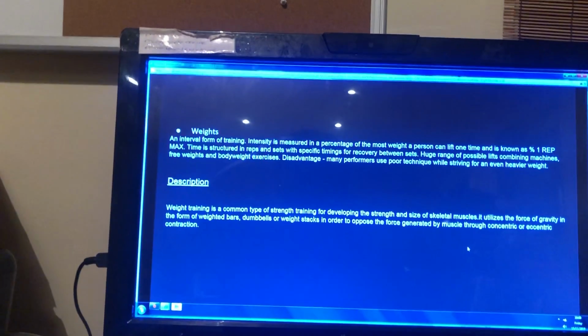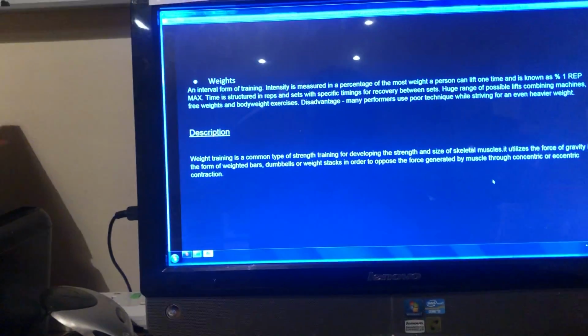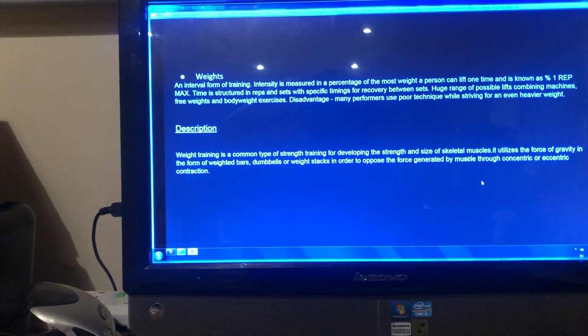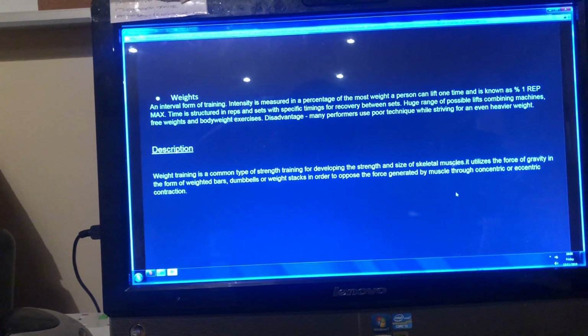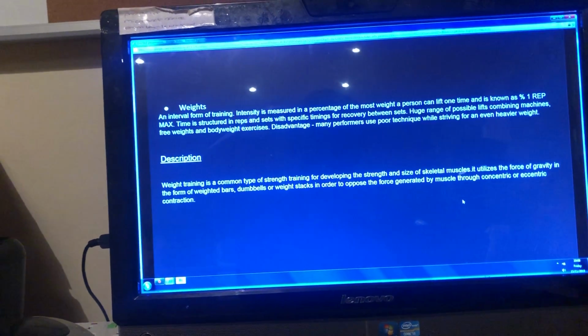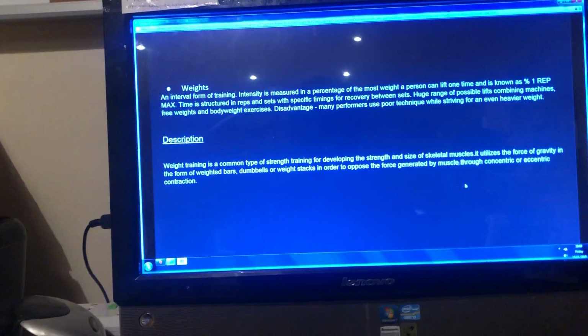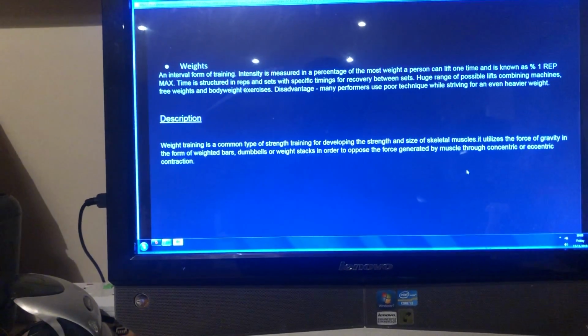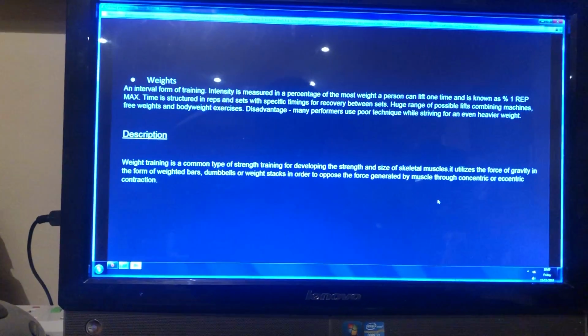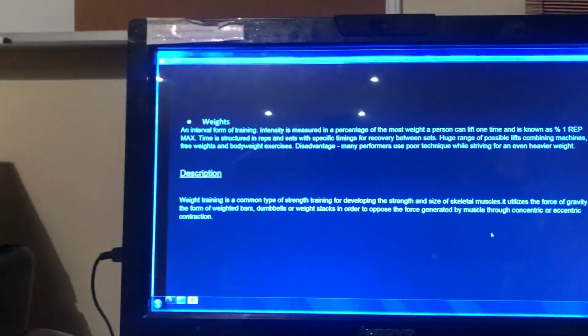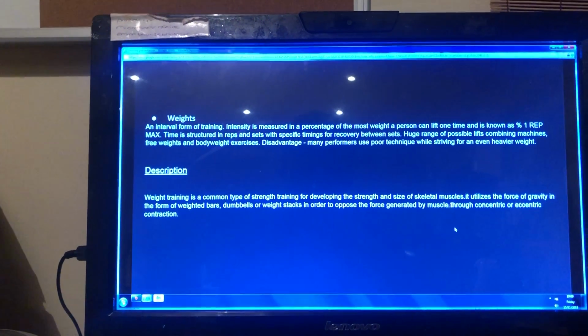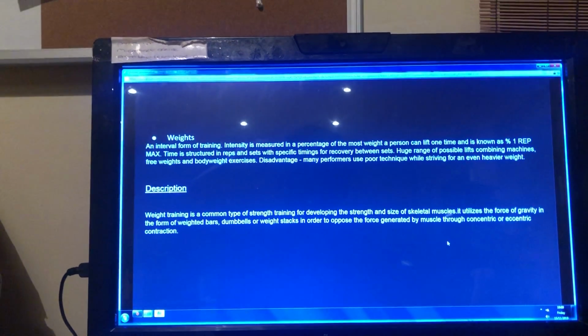Weight training, an interval form of training. Intensity is measured in a percentage of the weight a person can lift one time and is known as % 1 rep max. Time is structured in reps and sets with specific timings for recovery between sets. Huge range of possible lifts combining machines, free weights and body weight exercises.